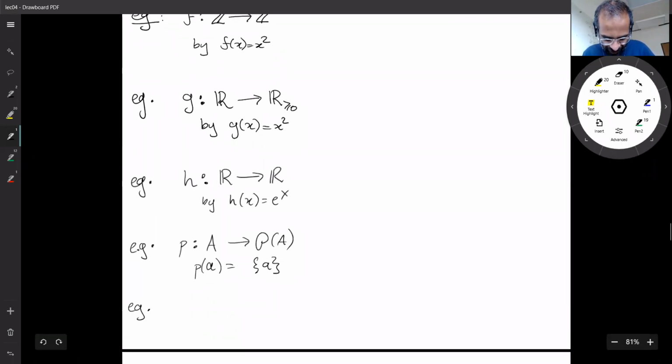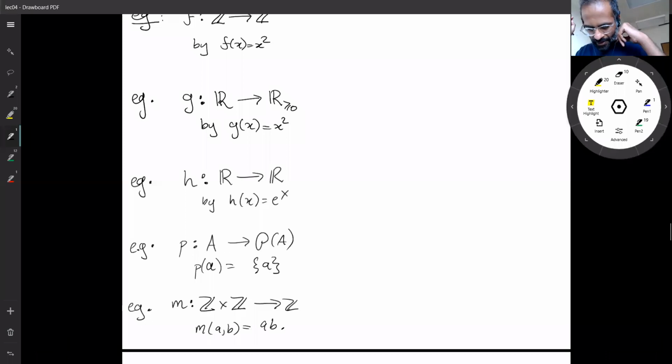Or I could express some fairly complicated relationship in this way. I could have the function m from the Cartesian product of the integers with itself to the integers defined by m of a comma b is the product a times b. So these are all legitimate examples of functions. The last two are maybe different from what you're used to seeing in calculus. I should say if you've taken Math 54, then linear transformations are an example of functions as well.